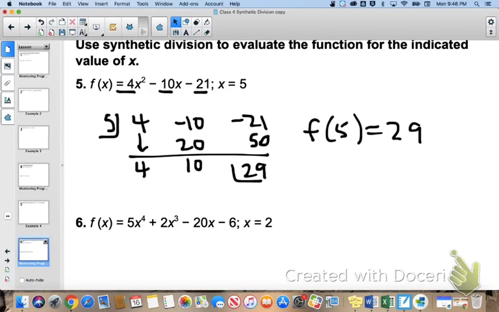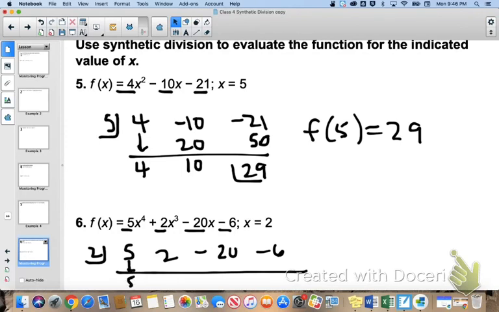And that's how it works. Okay, one more example here. Here we're going to put a 2 on the outside. So you've got 5, 2, negative 20, and negative 6 as your coefficients. Bring down the 5. 2 times 5 is 10. 2 plus 10 is 12. 2 times 12 is 24. Negative 20 plus 24 is 4. 2 times 4 is 8. Negative 6 plus 8 is 2. So now, oh no, what did I do? Did anybody catch my mistake?